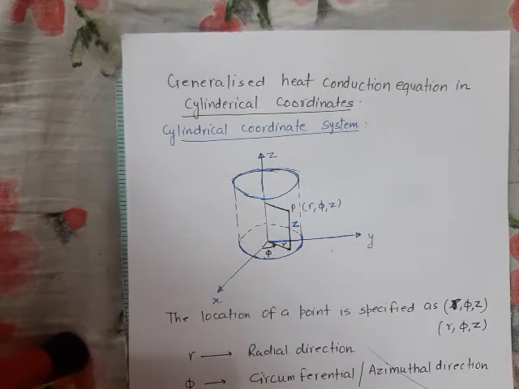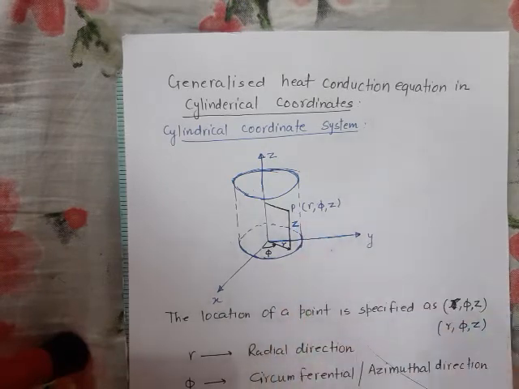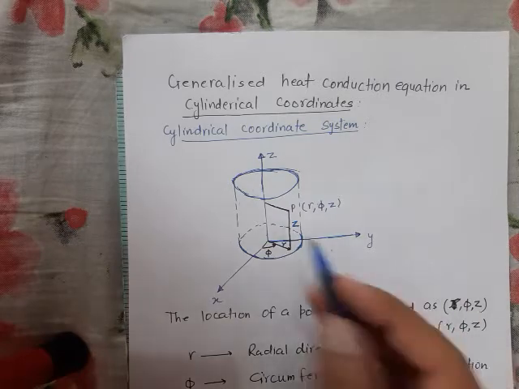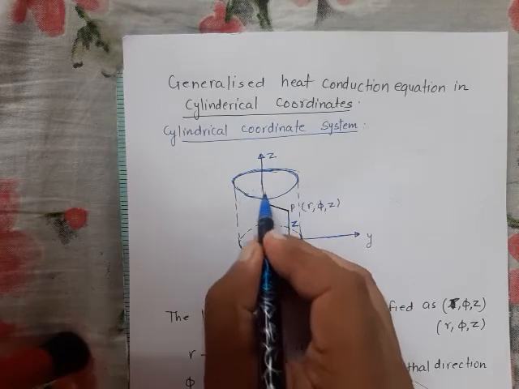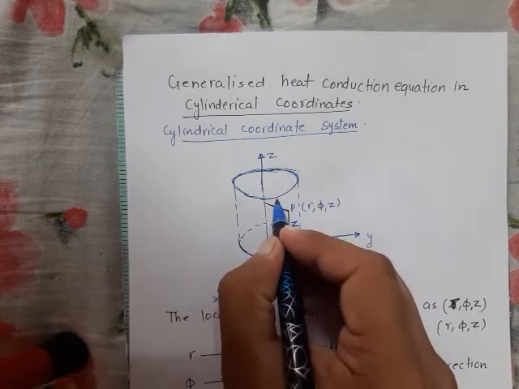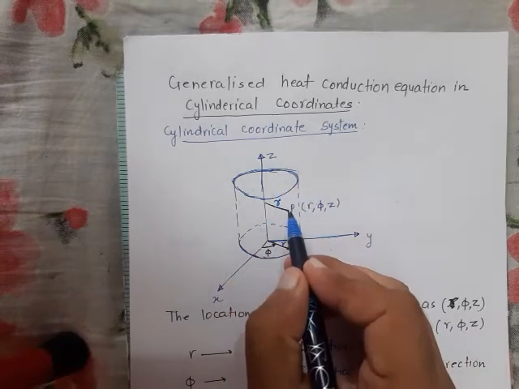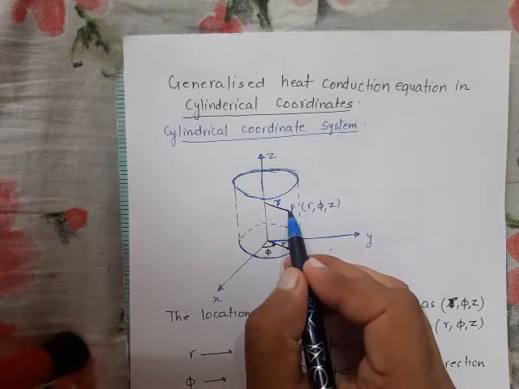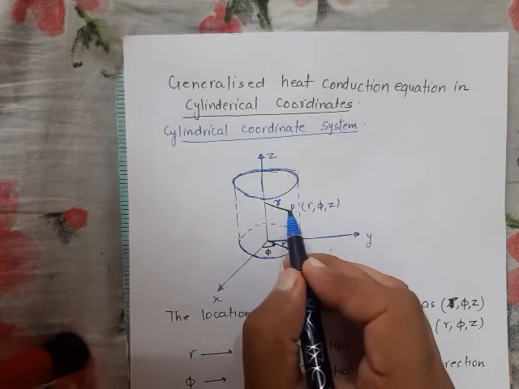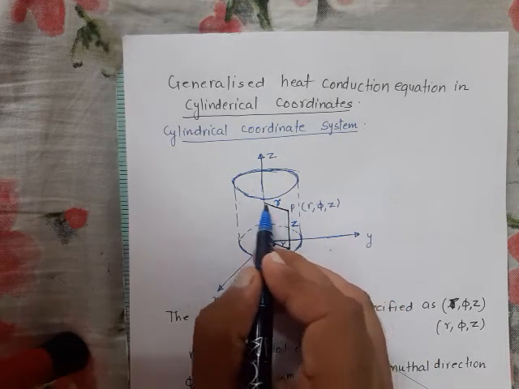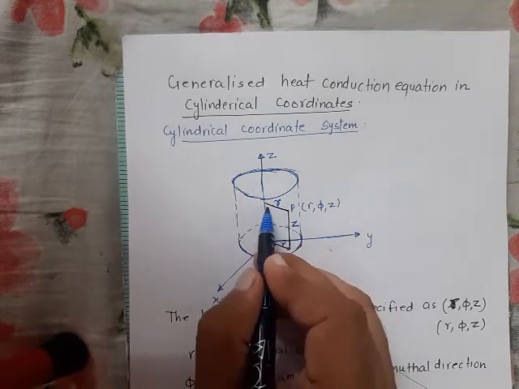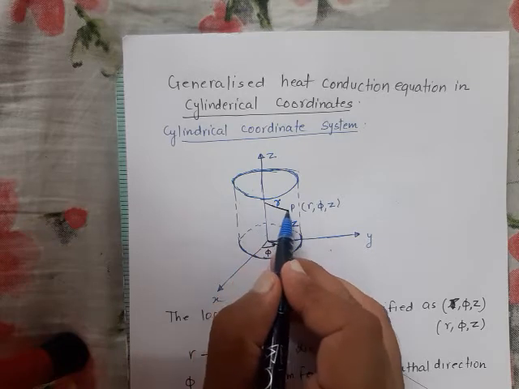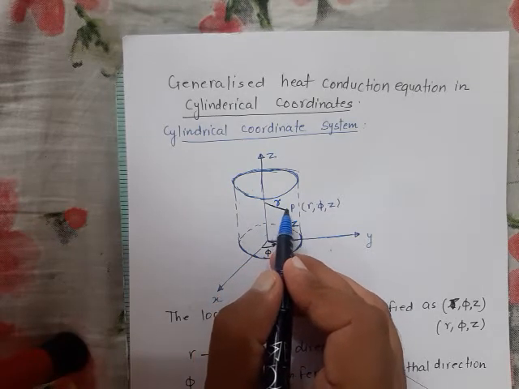If you want to specify the location of a point in the cylindrical coordinate system, you need to define that point in terms of its radius, that is, the distance of the point from the longitudinal axis. The point P is located at a radial distance r from the longitudinal axis.